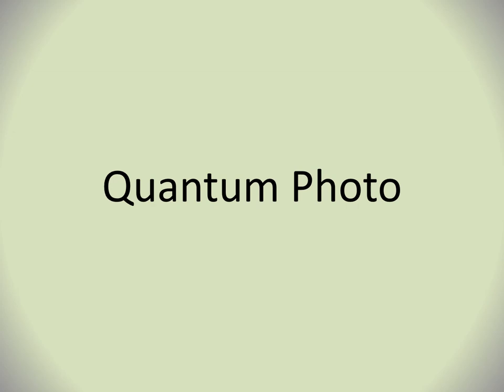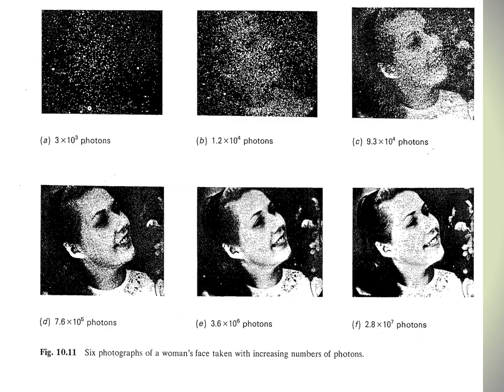So here's an example of this. This is a quantum photo. This is a picture of a girl taken with different numbers of photons. In frame A in the upper left, that's with only 3,000 photons. That's what her image looks like with 3,000 photons. With 12,000 photons in frame B, you can kind of tell a little bit maybe what's in there. With 93,000 photons in C, it's becoming a little clearer. 760,000 photons in D make it look like a really bad old photo in somebody's album. 3.6 million in E is better, and 28 million in F is way better.